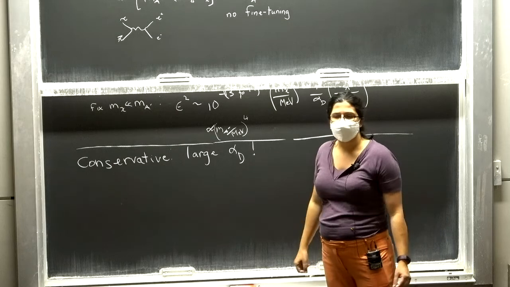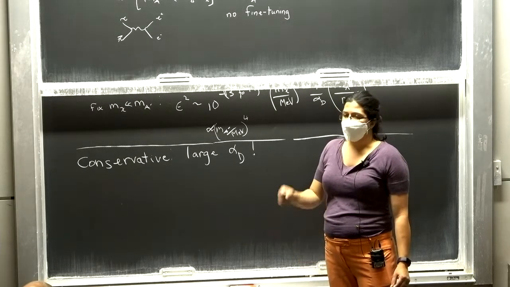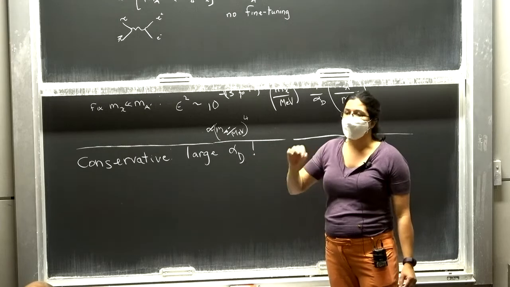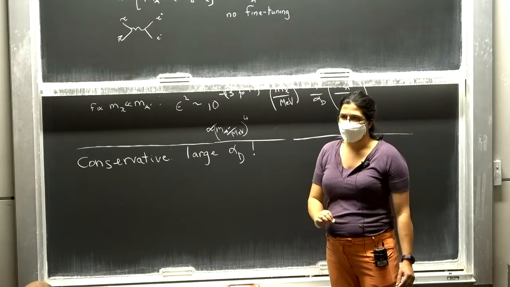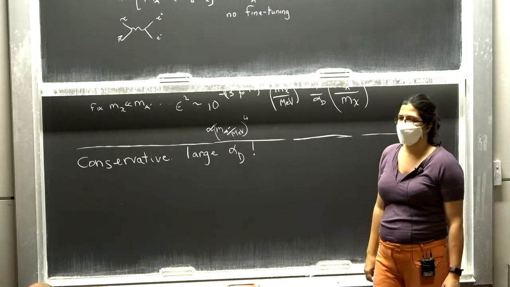Yeah? So you're saying for smaller alpha dark, I can probe smaller epsilon? So you probe the same epsilon, but then when you map that onto Y, you probe smaller Ys under the assumption of a small alpha dark than under the assumption of a large alpha dark.